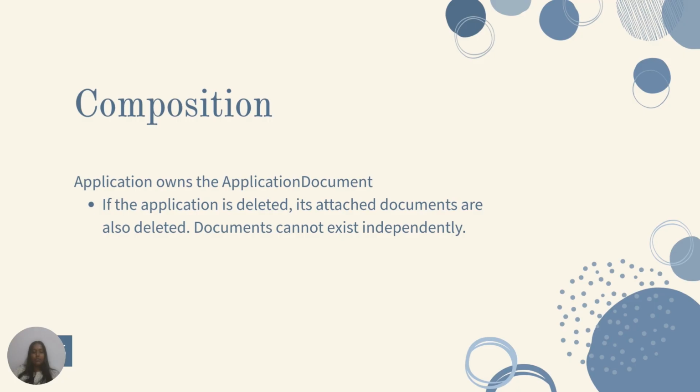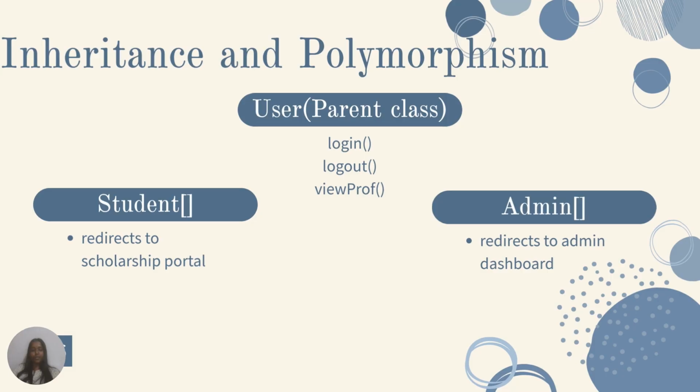For composition, it is a very strong relationship. So it's like the application owns the application documents. For example, if the application is deleted, the attached documents that the students upload will also be deleted. So documents cannot exist independently here.